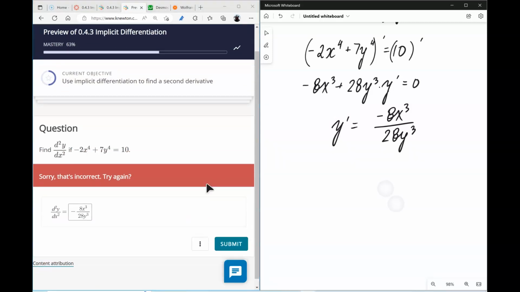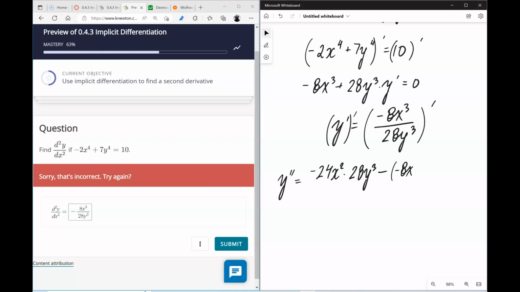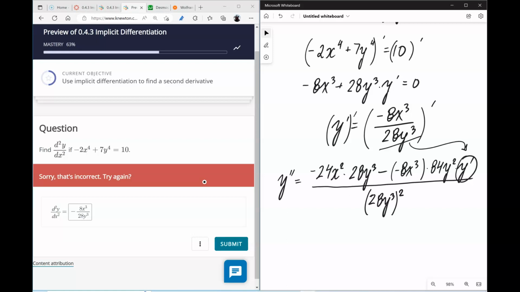Oh no. Second derivative. So second derivative is equal to, by the quotient rule, derivative of negative 8x cubed times the denominator minus the negative 8x cubed times the derivative of the denominator, which is 84y squared y prime, divided by (28y cubed) squared, but instead of y prime I'm going to plug in our answer for y prime.